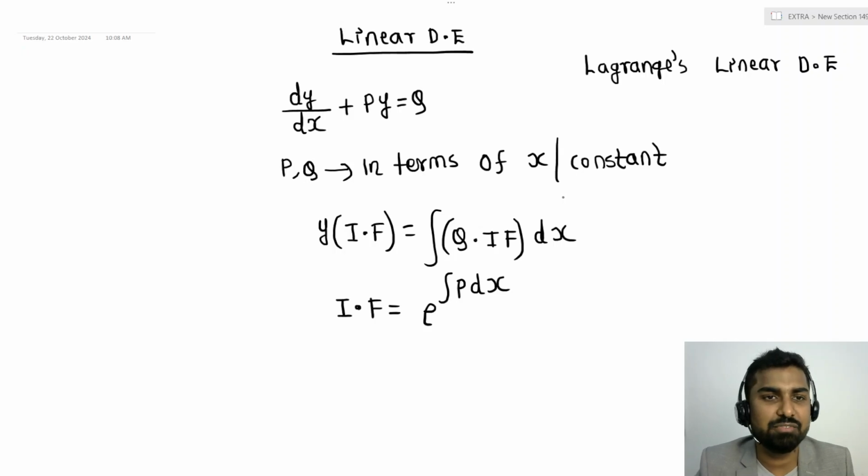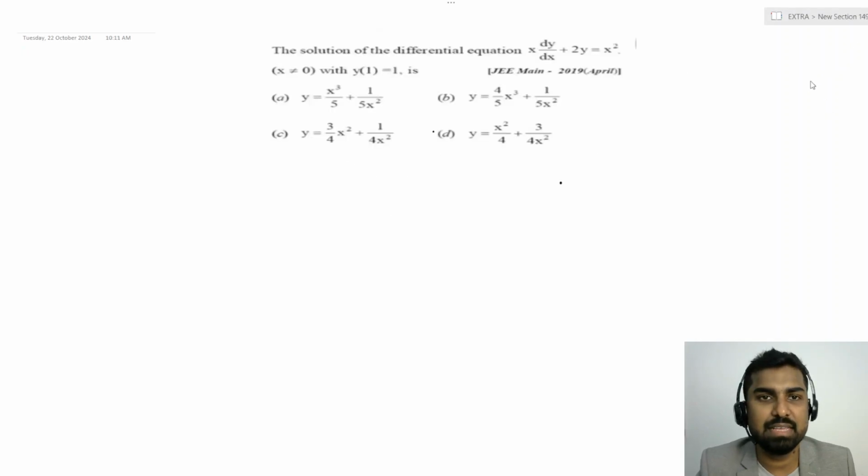So let's clarify all this concept with the help of one example. This example is a previous year JEE Mains question, asked already in 2019. The question is: the solution of the differential equation x into dy by dx plus 2y equal to x square, where the initial value condition given is y of 1 equal to 1. Let's start solving this for your better understanding of the concept.